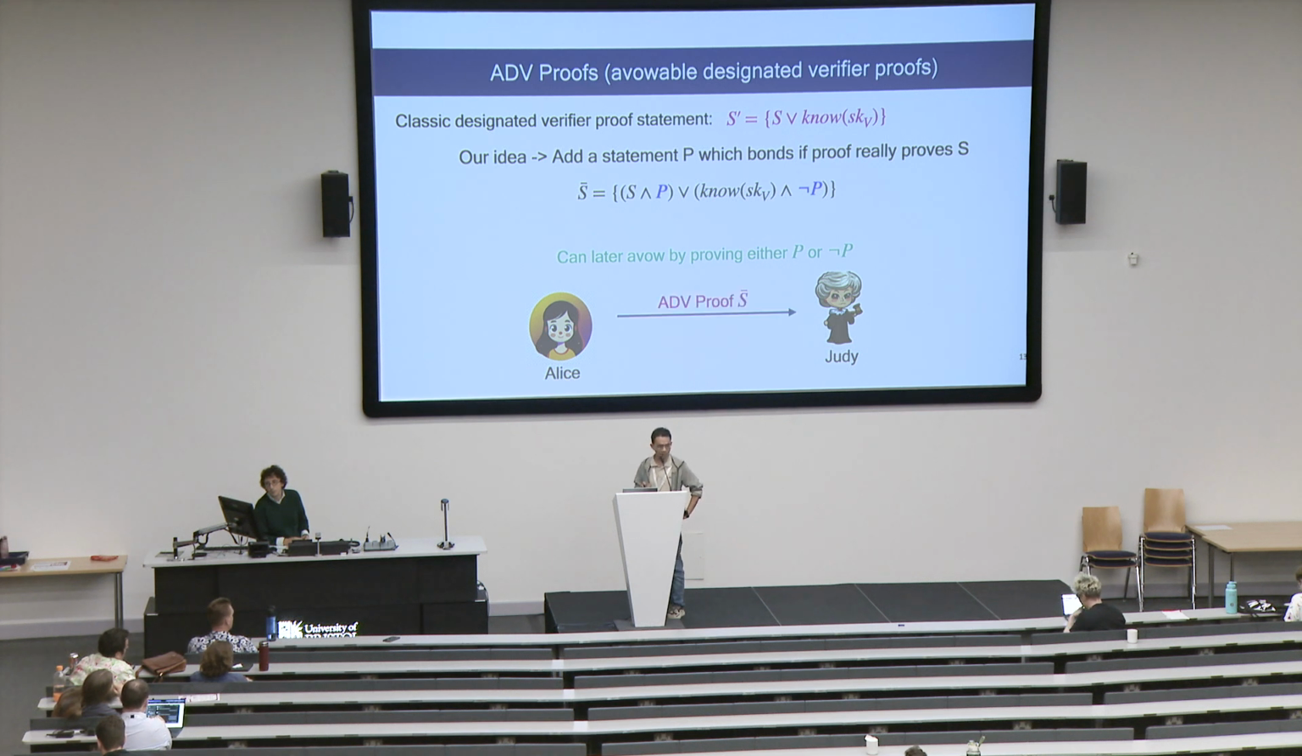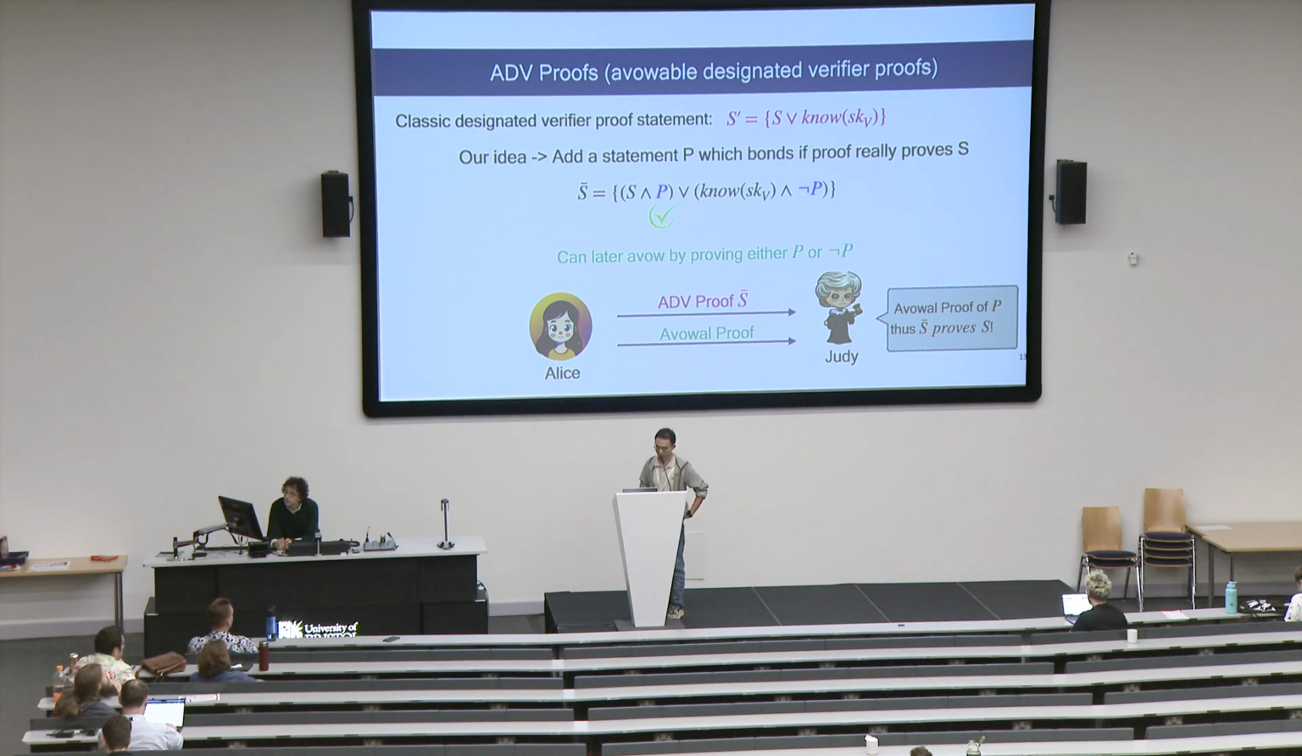So our final ADV proof goes like this. First, Alice sends an ADV proof of the statement S bar to Judy. Later, when she decides to avow, she can just send a proof of P. Thus, if she can prove P, then we know this proof came from S bar by proving the statement S.